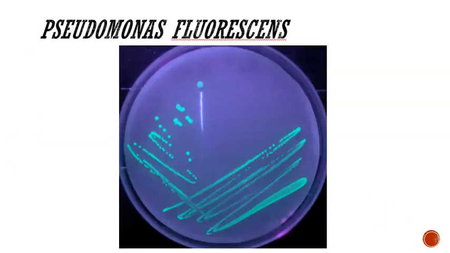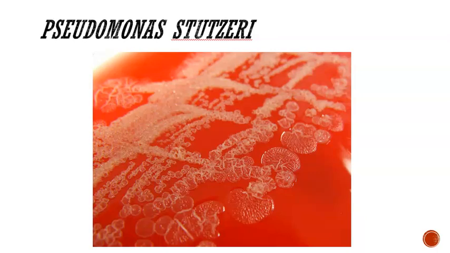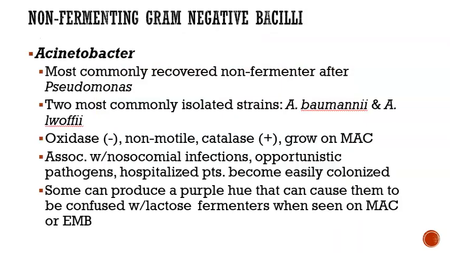So there's a picture of the fluorescence that those species in the fluorescent group can produce. And there's an example of those wrinkled, leathery colonies that stutzeri produces. So a very, very different colony morphology from Pseudomonas aeruginosa. Okay, the next organism is Acinetobacter. This is the most commonly recovered non-fermenter after Pseudomonas.